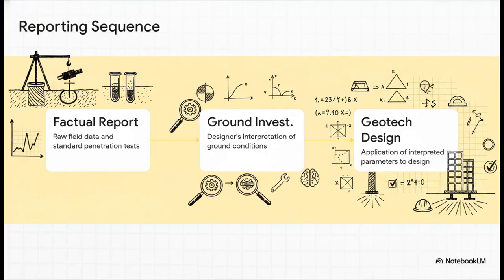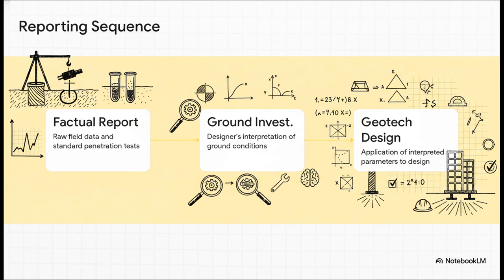Moving on to Section 2, Geotechnical Investigation Factual Reports. Modern harmonized standards like Eurocode 7 have totally revolutionized how we handle soil data by forcing a strict 3-step sequence. This completely eliminates those dangerous interpretive overlaps. Step 1 is the factual report, just pure, raw field data, zero opinions. Step 2 is the ground investigation report, where the designer actually interprets that data to give us derived parameters.